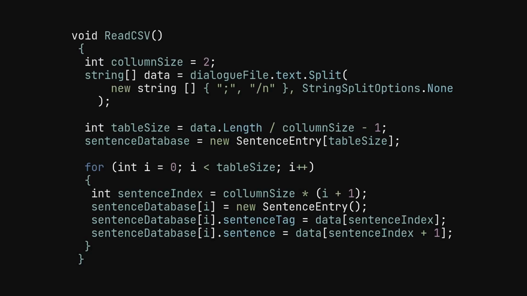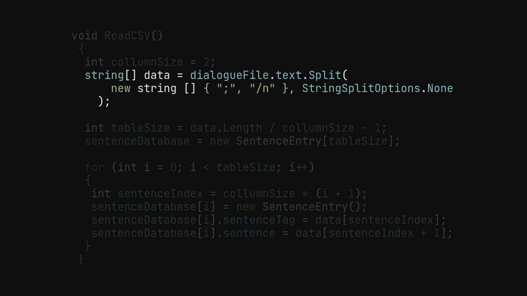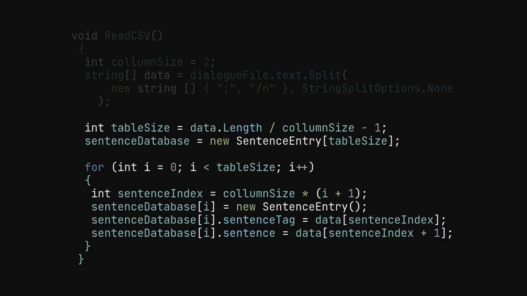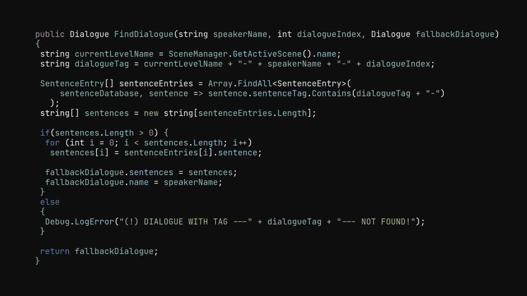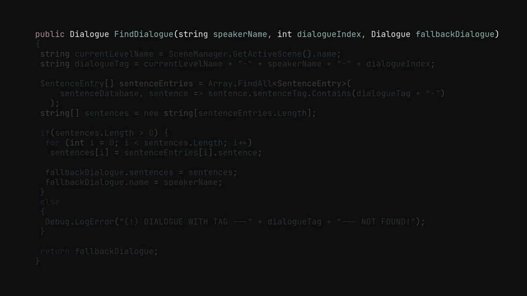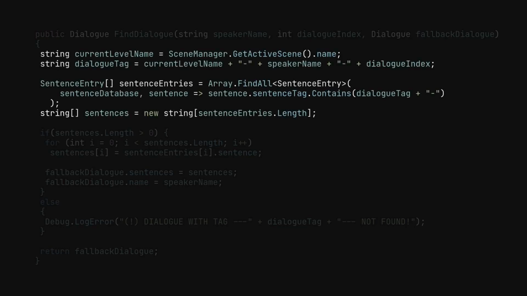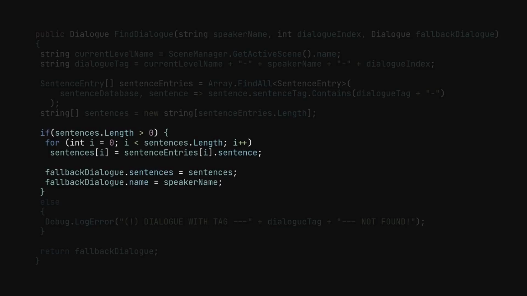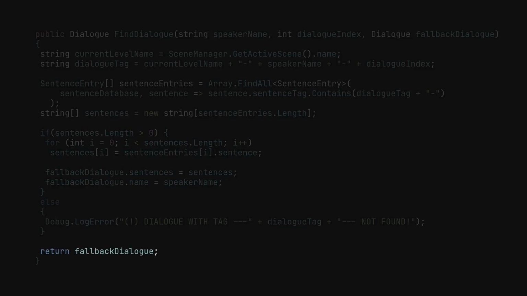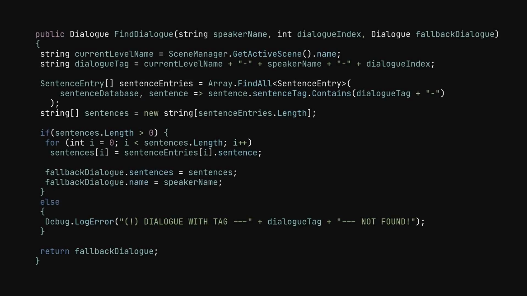After the CSV is created and our script has the reference to it, we can use C#'s string split function that will create an array of strings for every row that the spreadsheet had. Once that's done, we are left with a clean sentence database that contains all the dialogues in the game. Last thing we need is a function to find any full dialogue from our database. By providing all the necessary values to construct the dialogue tag, we can search the database to return all of the sentences from the dialogue we are looking for, to then send to the start dialogue function that will display all the sentences in order.